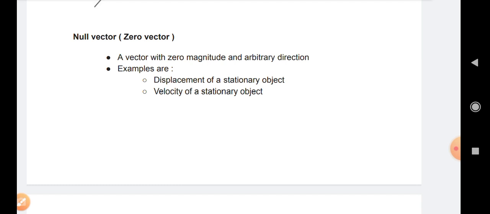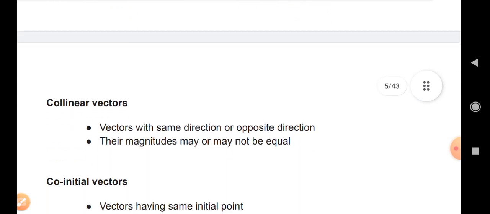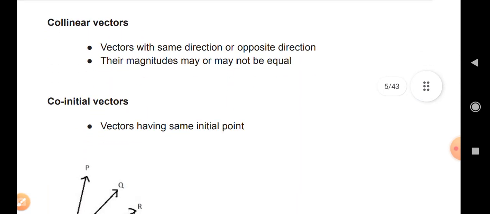Null vector. We need a good definition of it. Yes, zero magnitude is right, a little more. I will make it in vectors in a while, then we will see.